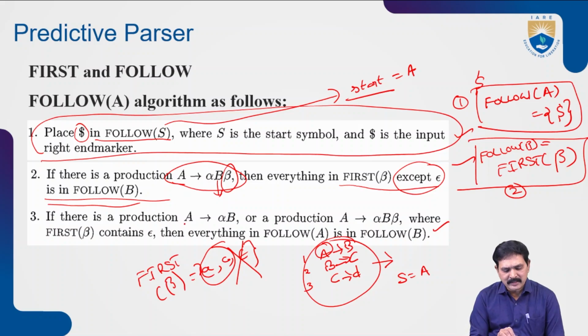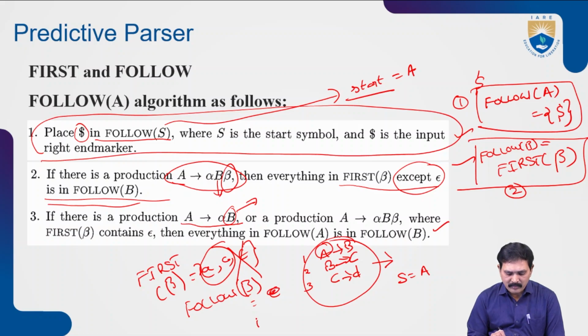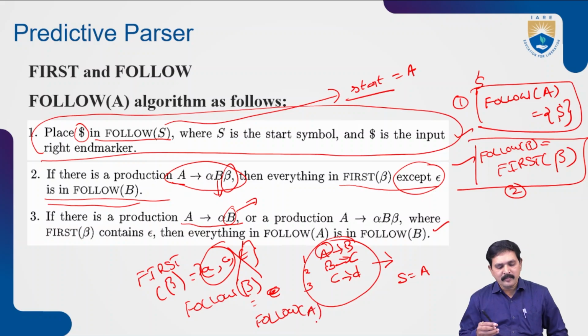And you come to the third rule: A implies alpha and capital B. Capital A implies alpha B. So here, if you apply follow of capital B, what is follow of capital B? After B there are no symbols, or it may be null. In that case, follow of capital B equal to follow of capital A. So these are the three rules you should remember in the case of the follow algorithm.